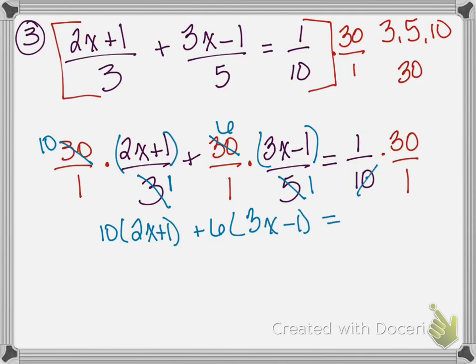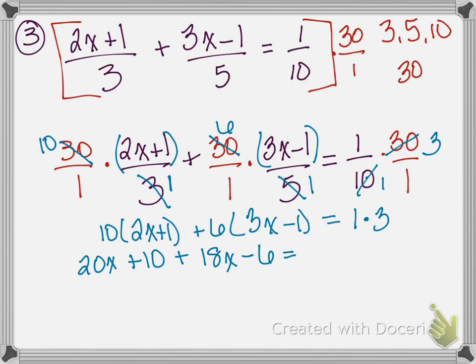Okay? 10 goes into 10 once. 10 goes into 30 3 times. And so now I have 1 times 3. At this point, I can distribute. And I have 20x plus 10 plus 18x minus 6 equals 3.